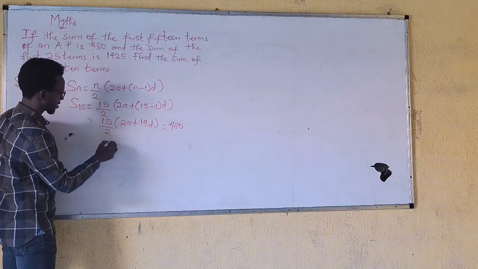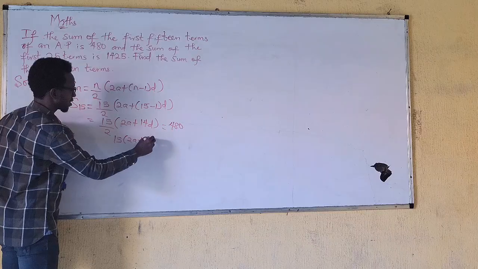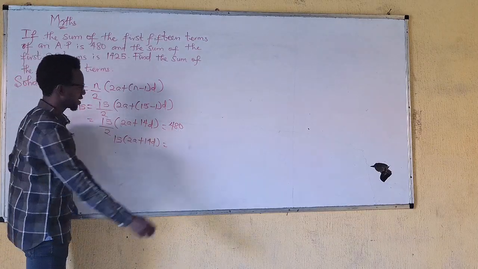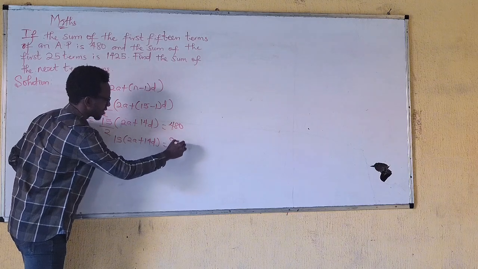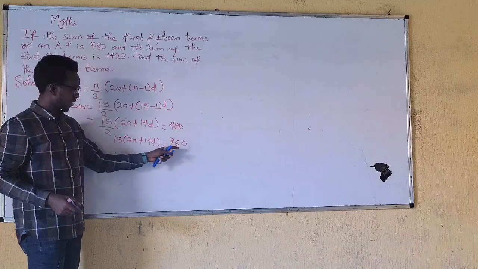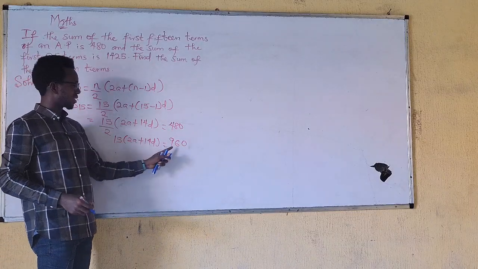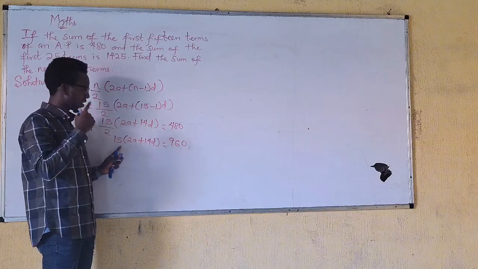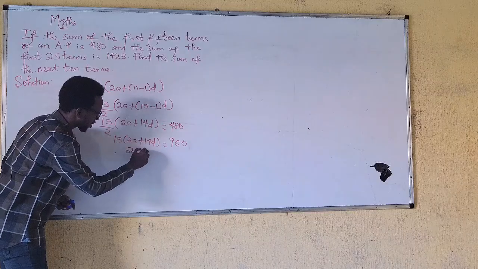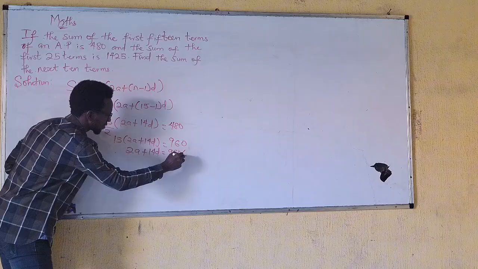So that means this is equal to 480. And this is the same as 15 bracket 2a plus 14d. This 2 is going to multiply this 480, and that's going to give us 960. Am I correct? Yes, sir. Are you sure? Yes. All right, so 960. Can 960 divide 15 perfectly? Let's check. 960 divided by 15. Does it divide perfectly? Perfectly. Very good. So we have 2a plus 14d is equal to 960 divided by 15.